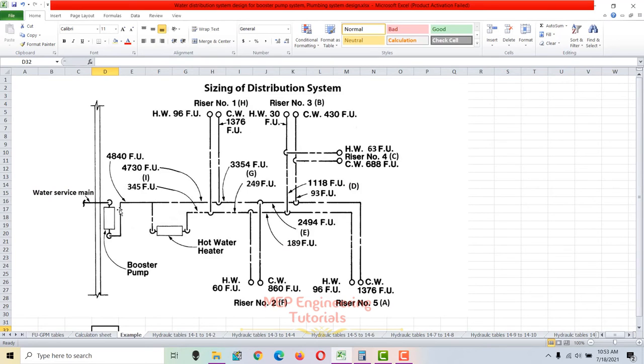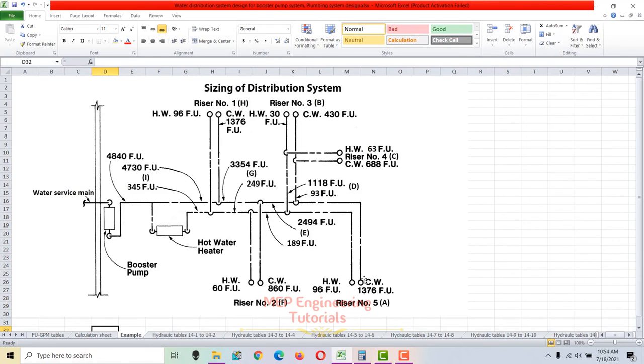So you need to size this piping and water service main based on this total water supply fixture unit value, that is 4840 fixture units. And from this point you have to do the sizing for each section and riser based on the fixture units. That is, the total cold water fixture unit at this point is 4730, and total hot water fixture units are 345.